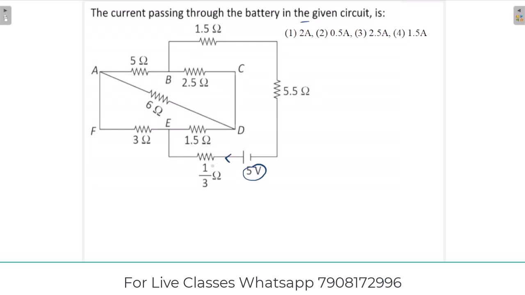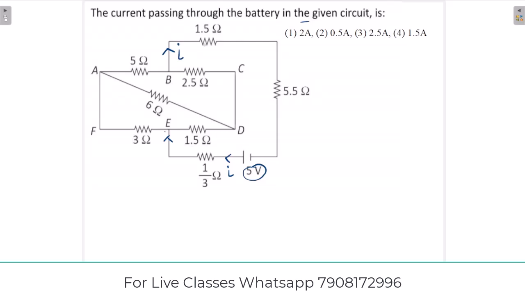Now it goes through the 1/3 ohm resistor and comes to this point E, and it divides into two parts. One is through FA, another is through DC, and goes to B, and again in this direction. So if the current in the battery is I, then it comes to the point E and divides into two parts, and then again at B it goes like I.